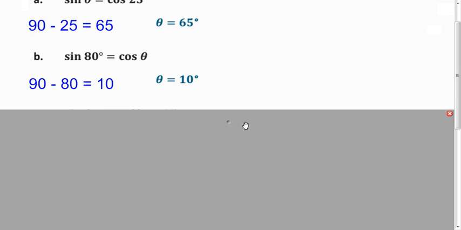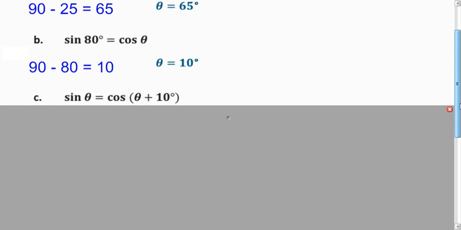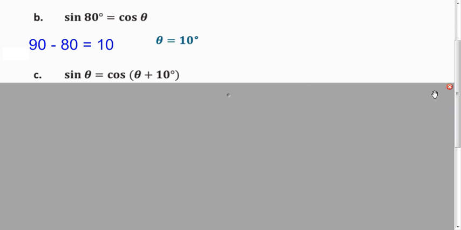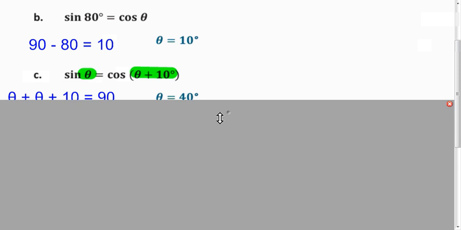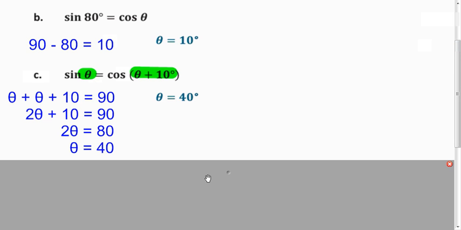Now here's one that's a little bit more complicated, but same idea. But in this case, we can't just subtract from 90. But what do we know about theta and theta plus 10 degrees? What must these two angles add up to? Think about that and solve it, and I'll show you my solution. Well, we know they're complementary, so they must add up to 90. So our answer is 40. And here's the algebra that goes along with that.